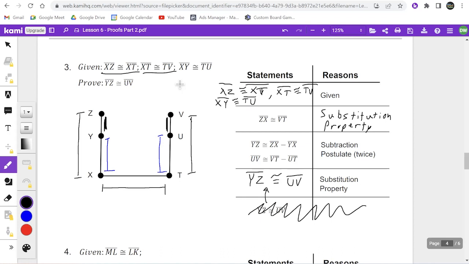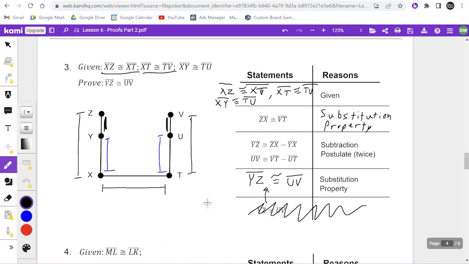Okay, and it's funny because I literally give the rest of this, but I do want to point something out, at least in terms of the process. When we have YZ is congruent to ZX minus YX, notice I'm subtracting. YZ, the short one, is equal to ZX, the long one, minus YX. And that makes sense. And then you'll notice I have another statement. It's UV is congruent to VT minus UT.